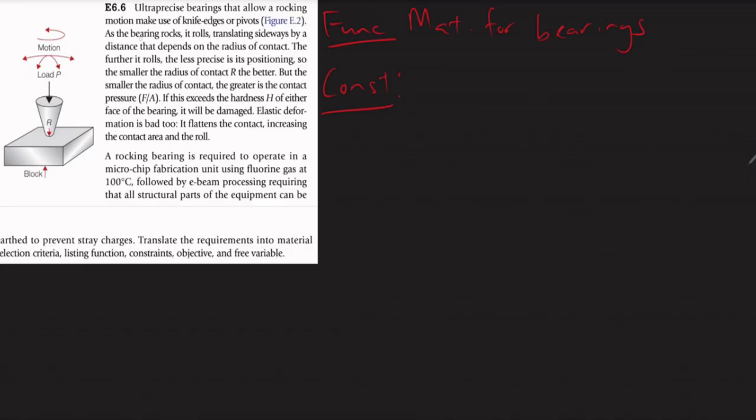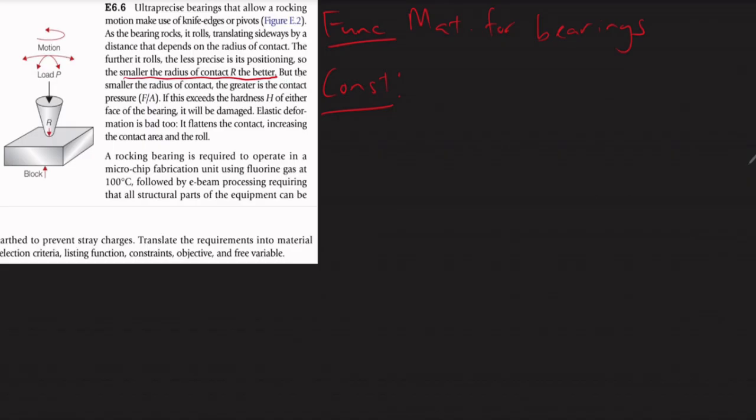It says as the bearing rocks, it rolls, translating sideways by a distance that depends on the radius of contact R. The further it rolls, the less precise its position. So you don't want this bearing to roll so much. They said the smaller the radius of contact R, the better. So you are trying to reduce R. This is now part of the objective: the smaller the radius of contact, the better.